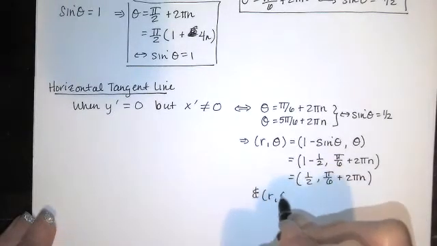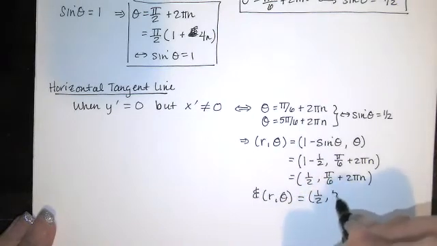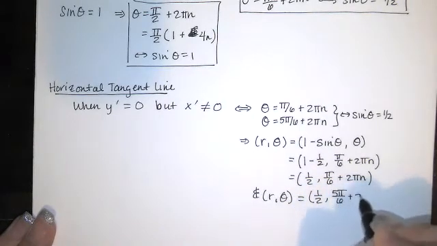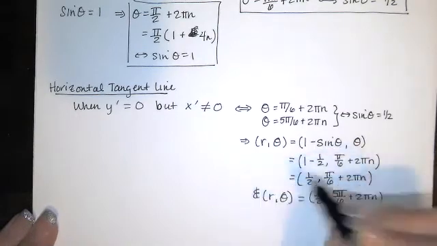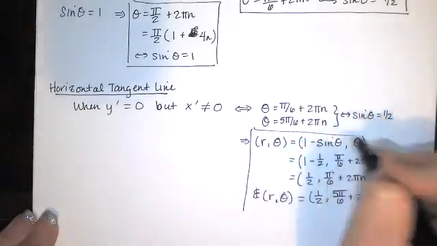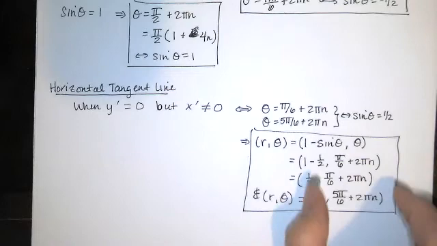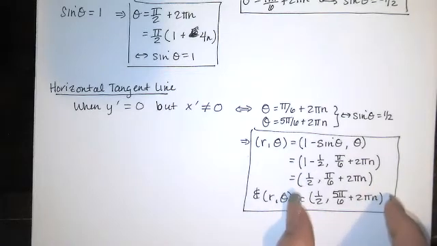And (r, theta) equals 1/2 and 5 pi over 6 plus 2 pi n. So those are two of the locations where we will have a horizontal tangent line on the graph of our curve.